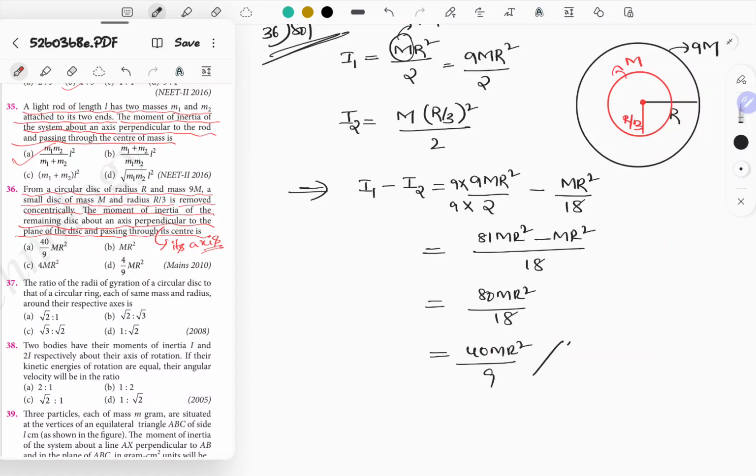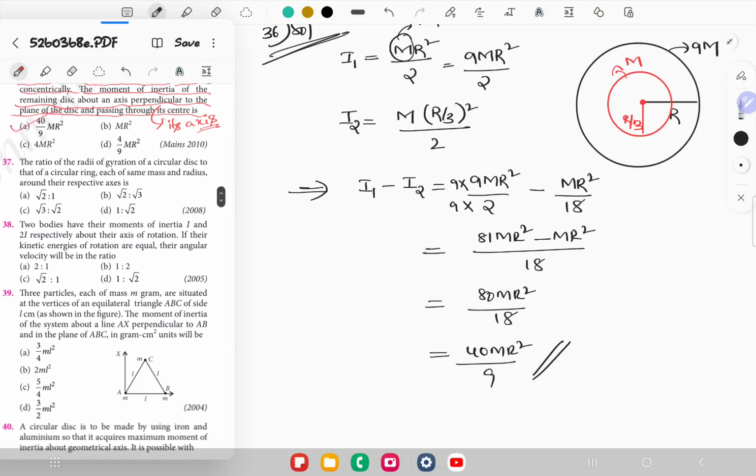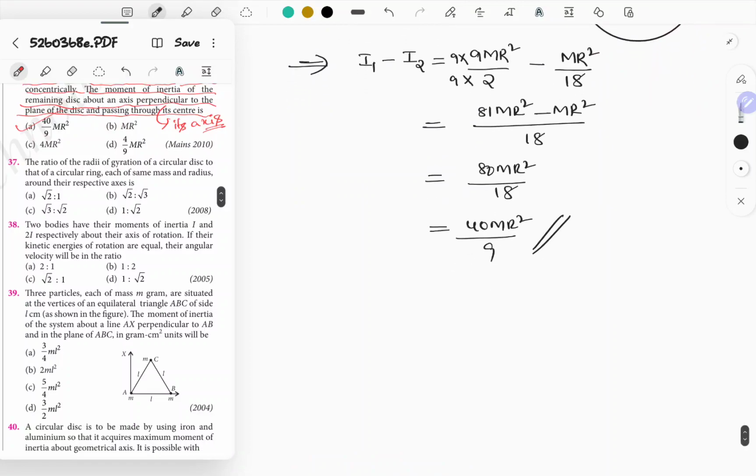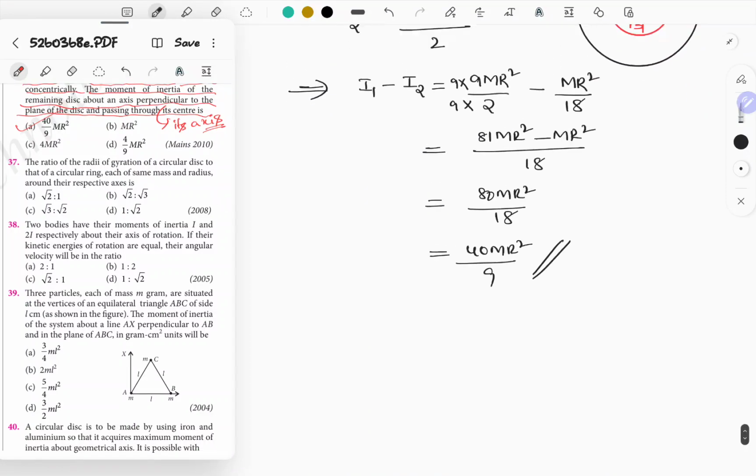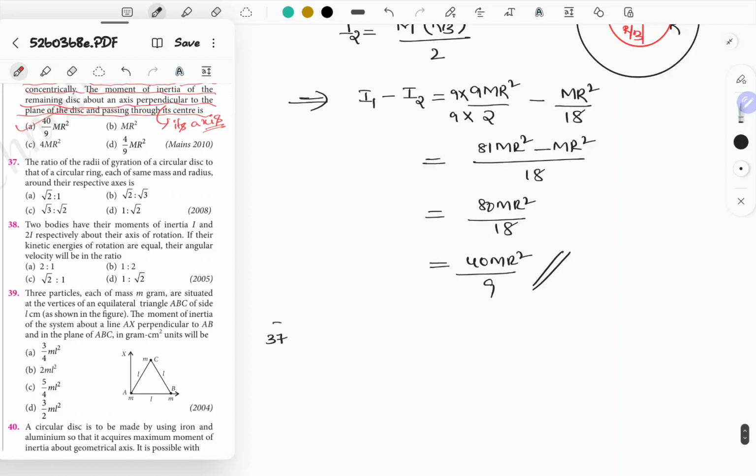So this is the answer for this given question. Which option matches? Option A is correct. Very good. Understood? Is it clear? Next, question number 37. So in question number 37, let's see what they're asking.